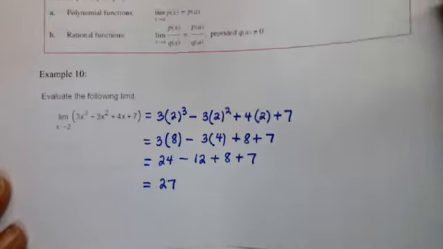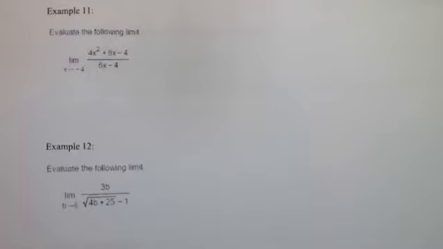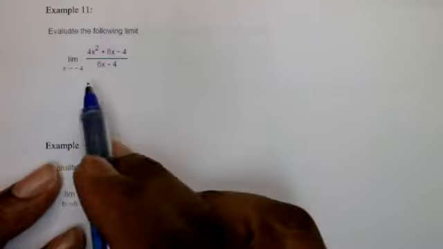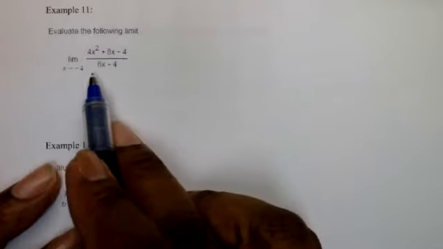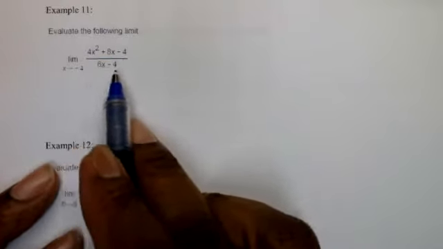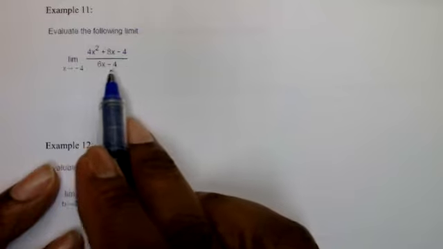Okay. Right, here's another example. Let's say I want to evaluate this limit. The limit as x approaches negative 4 of 4x squared plus 8x minus 4 divided by 6x minus 4. And in this case here, if I substitute x with a negative 4, I'm not going to get a 0 in the denominator.